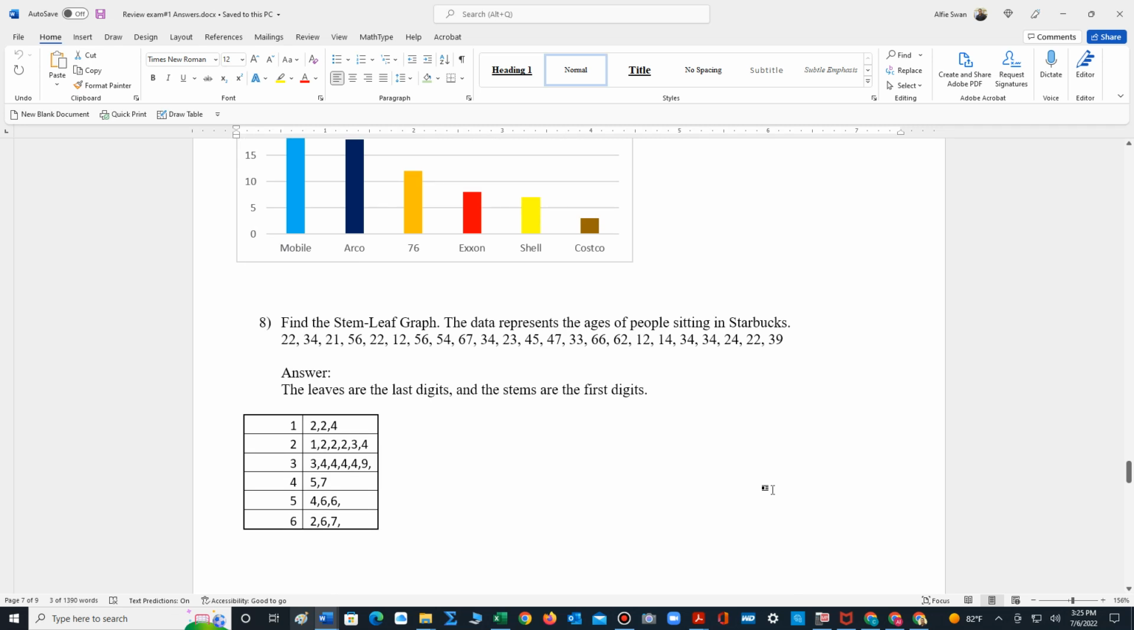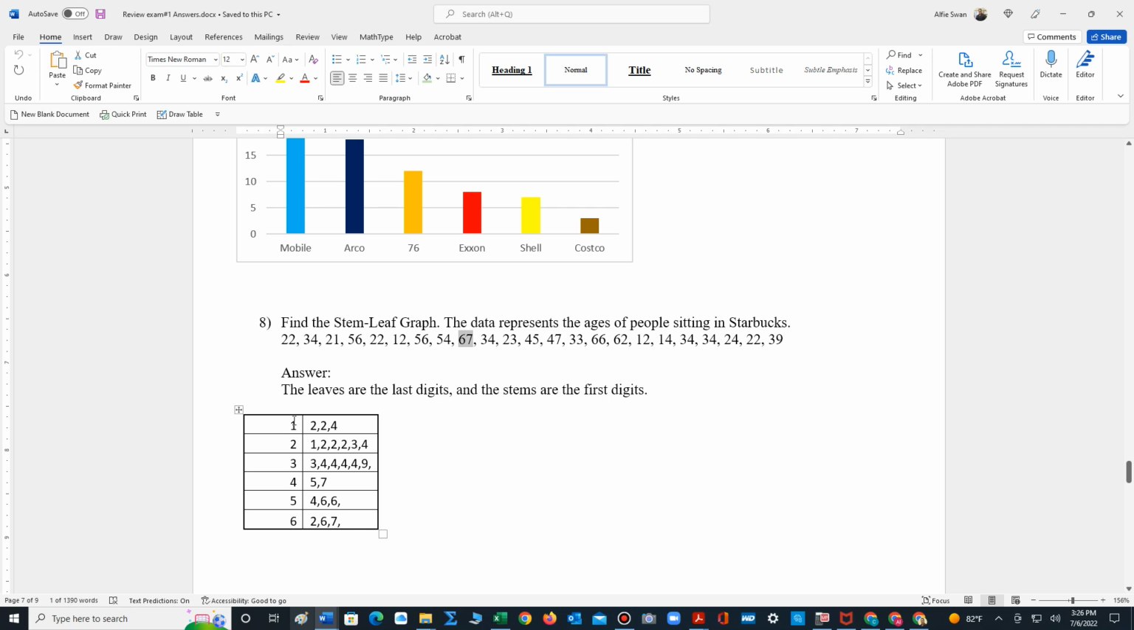For the stem and leaf graph, we have to split each data value into a leaf and a stem. The leaf will be the last digit. The stem is the digits that precede it. So the lowest value in this problem is 12. We split 12 as stem 1, leaf 2. The largest value is 67. So we split 67 as stem 6 and leaf 7.